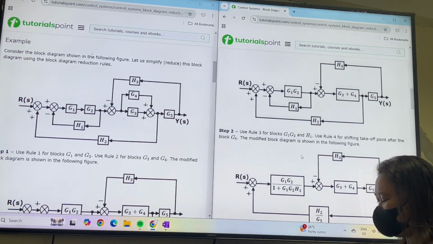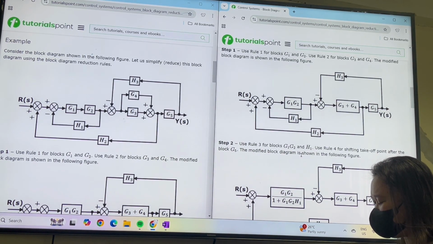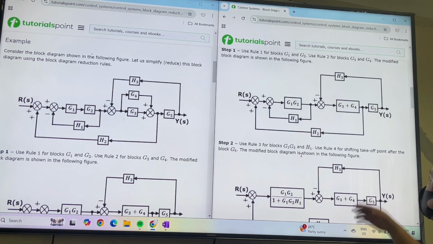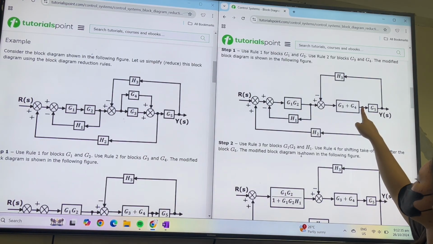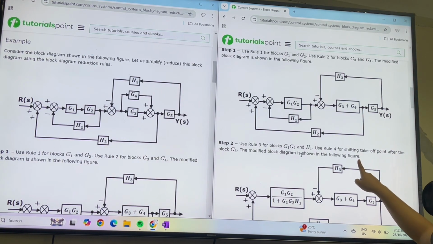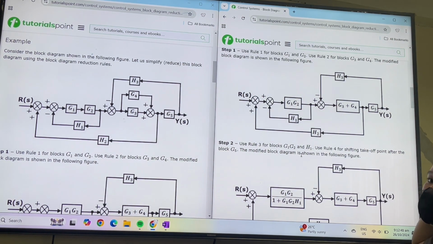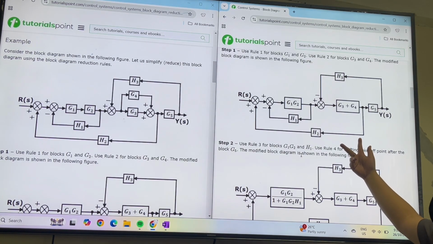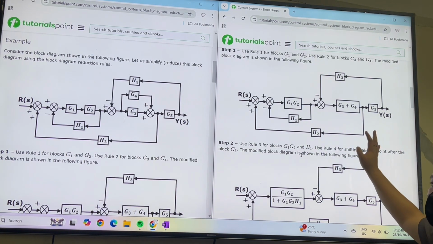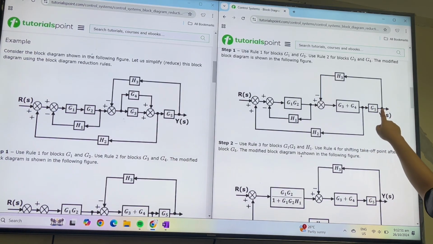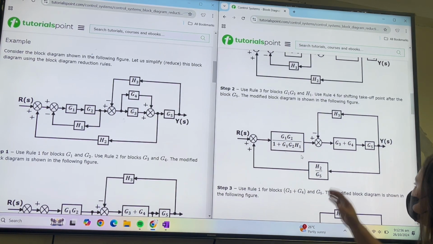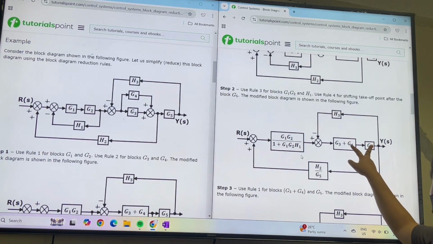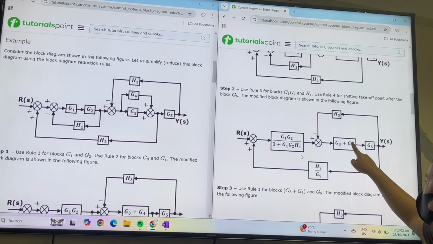And use rule number 4 for shifting the take-off point after the block G5. The take-off point is between two blocks, so you can shift it to the right, which is more visible. Most people use right. Once shifted, G3 plus G4 and G5 are in series, so multiply.